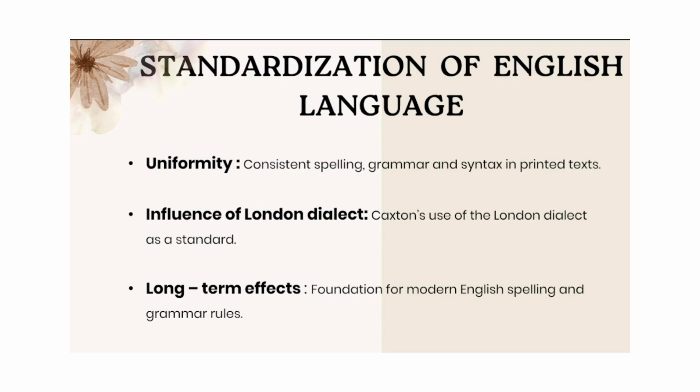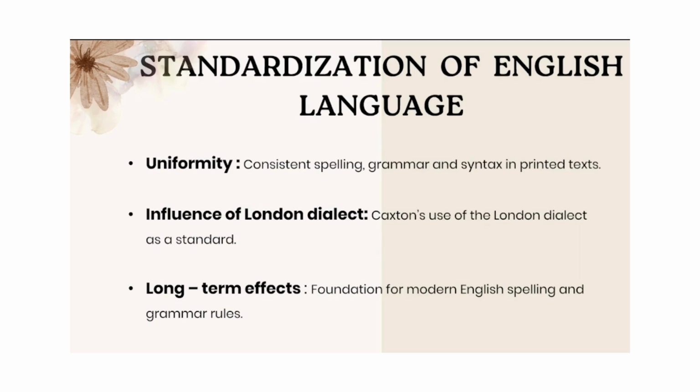The standardization of the English language had long-term effects that are still felt today. It laid the foundation for modern English spelling and grammar rules, helping to establish English as a distinct and unified language. The standardization of English also helped to facilitate communication and understanding across different regions of England, leading to a more cohesive and unified nation.